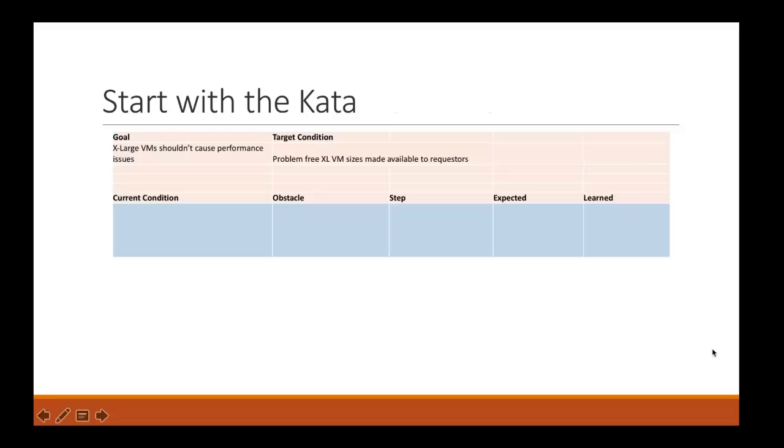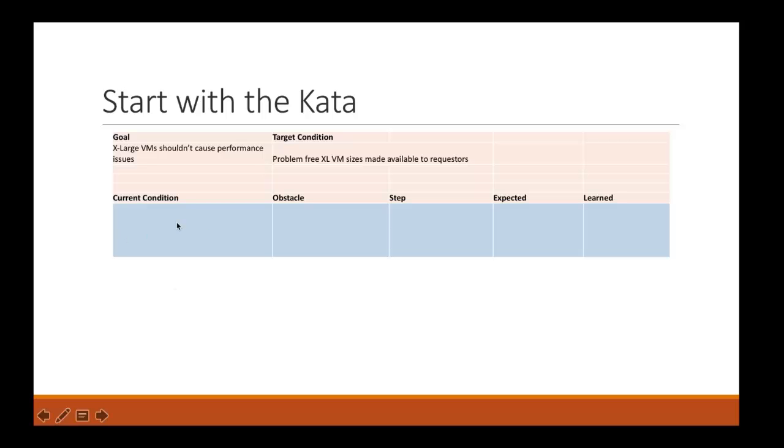So this was actually one of the first times we practiced the kata in this exercise. You can see here a version of the kata coined by Melissa Perry called the product kata. It's a very simple version. We have a goal, which I worked out with my boss. And we have a target condition, which is that iterative step that you want to get to. The target condition we wanted to get to here was that problem-free extra large VM sizes need to be made available to our requesters. It's just what we want to get to.